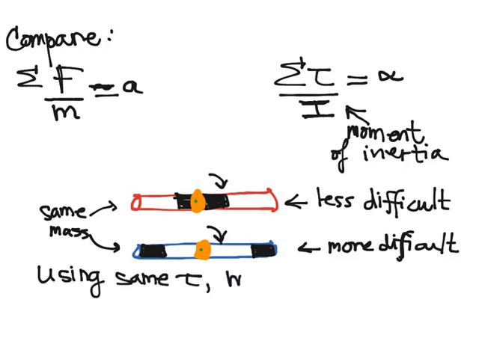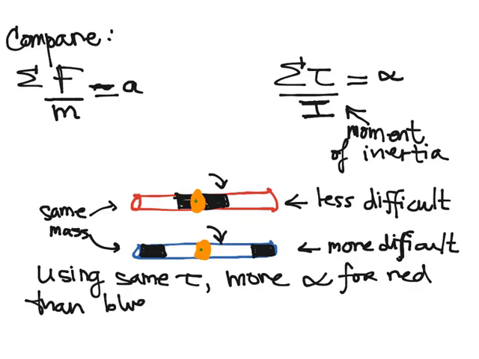you get more angular acceleration for red than the blue. Okay, and it does have to do with how far away the objects are.